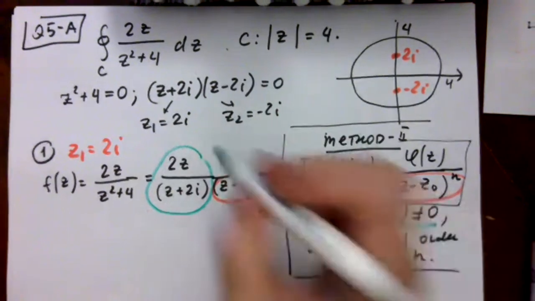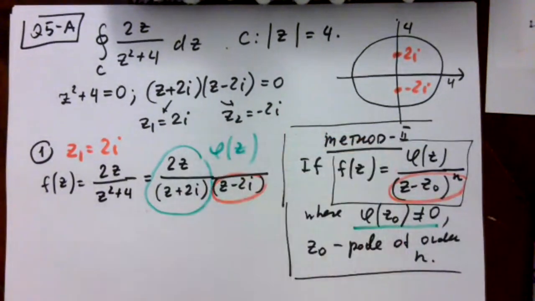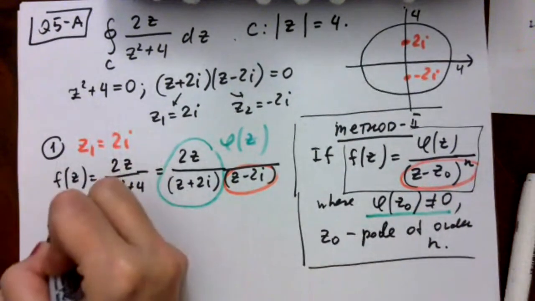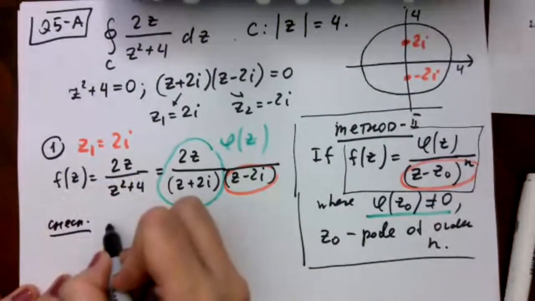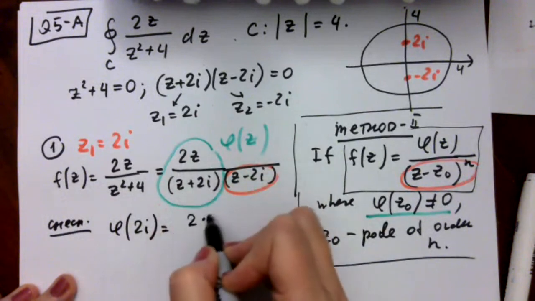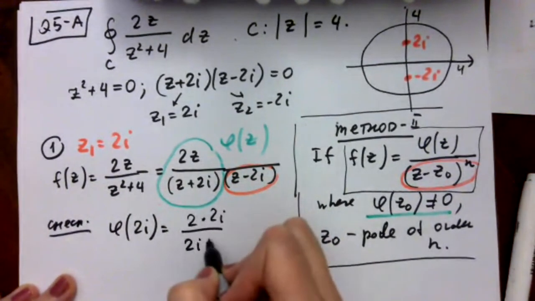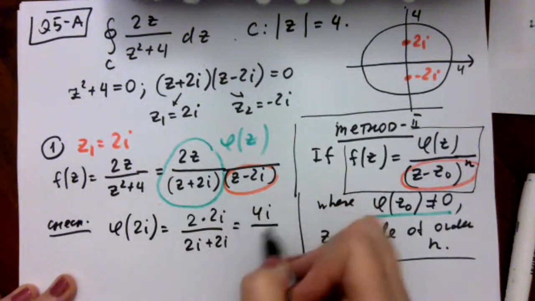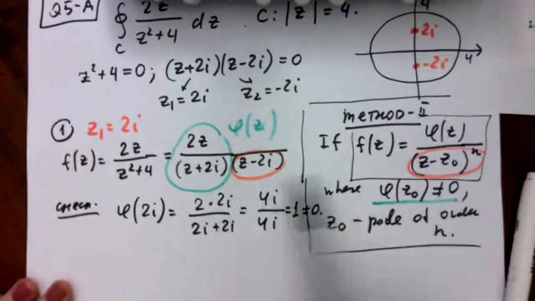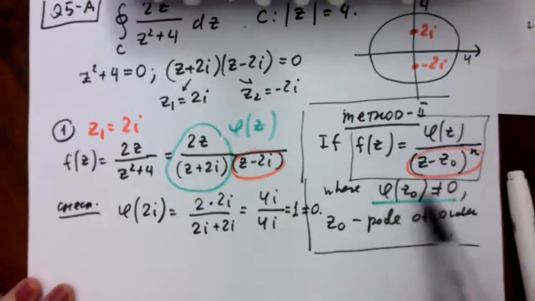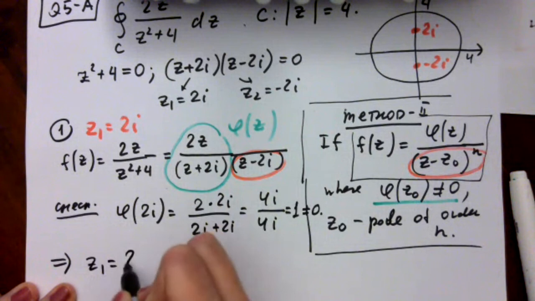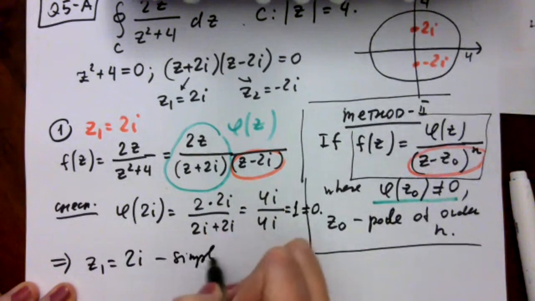But we need to check the second requirement. This whole expression plays the role of phi of z. Is phi of z0 not 0? Let's check it, where z0 is 2i. Let's substitute it here: 2 times 2i divided by 2i plus 2i. It's not 0, of course. It's 4i divided by 4i, which is actually 1. It's not equal to 0. So our function complies with these requirements, and that is why we can conclude that z1 equal to 2i is a simple pole.